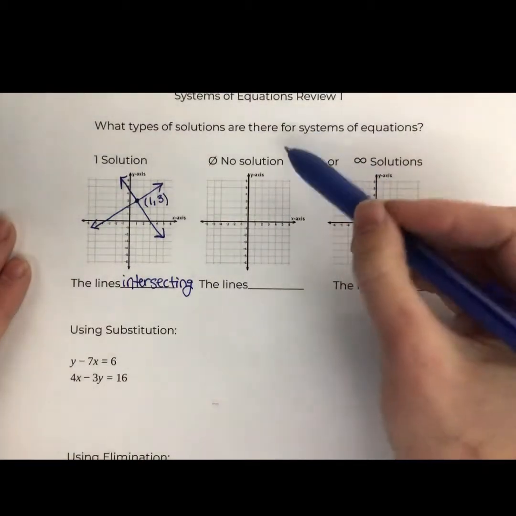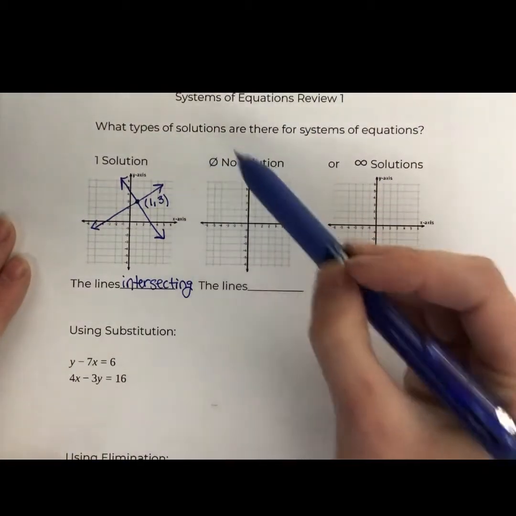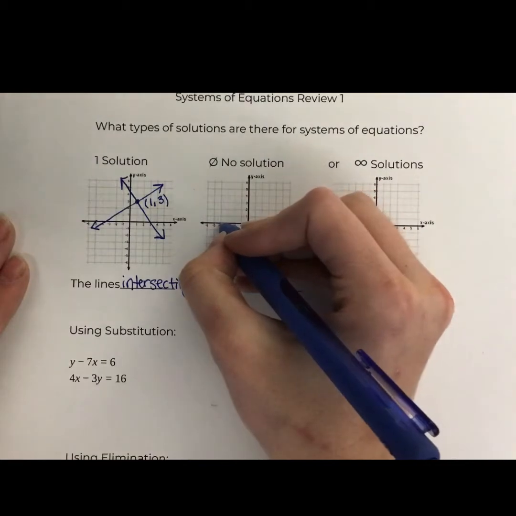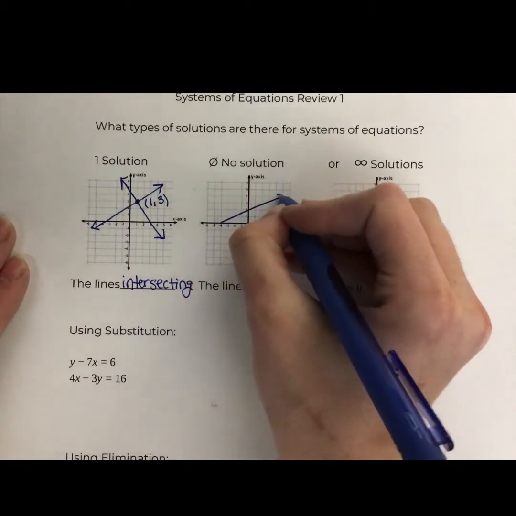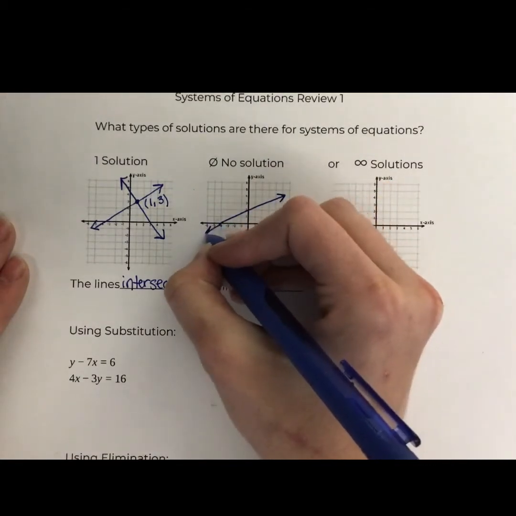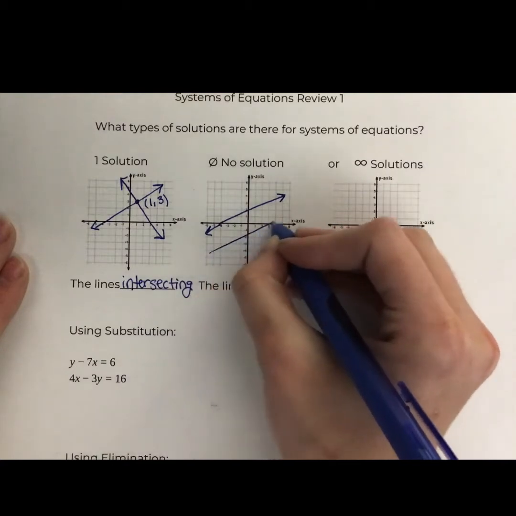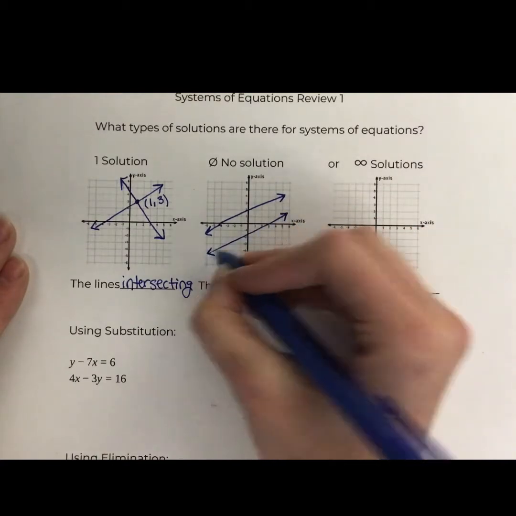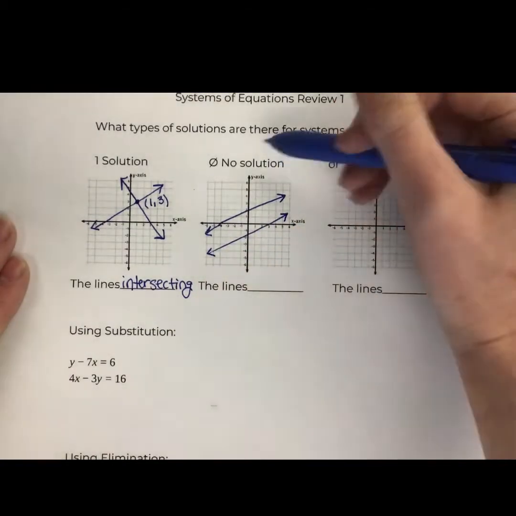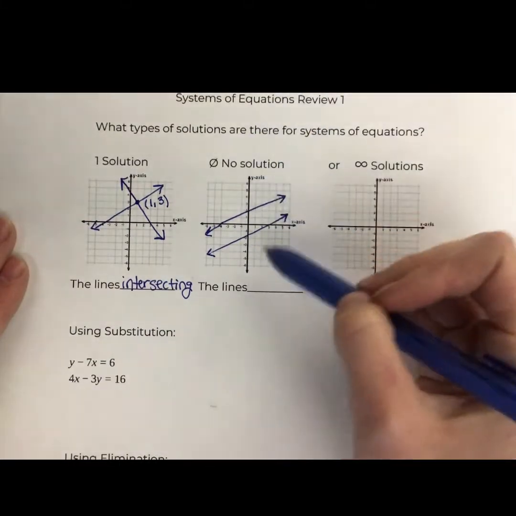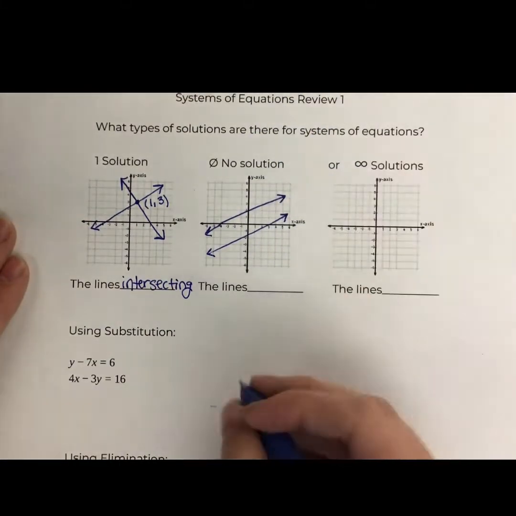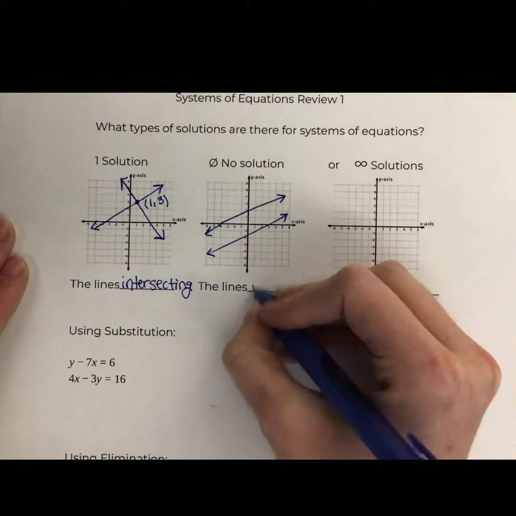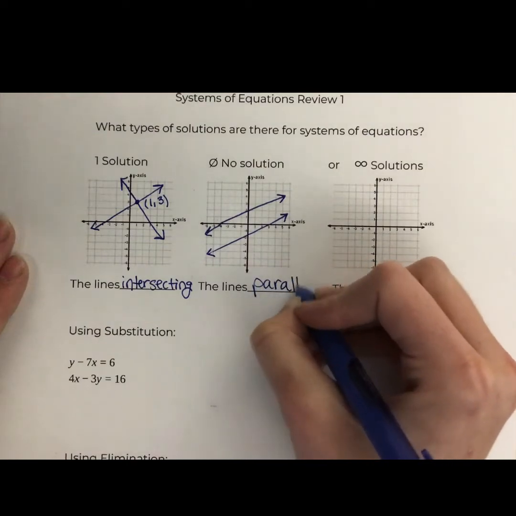When we have no solution or that empty set sign, that means that I have two equations that are perfectly parallel to each other. So they will never intersect because we have no solution. There is no point that these two lines are going to be the same thing. So we say the lines are parallel.